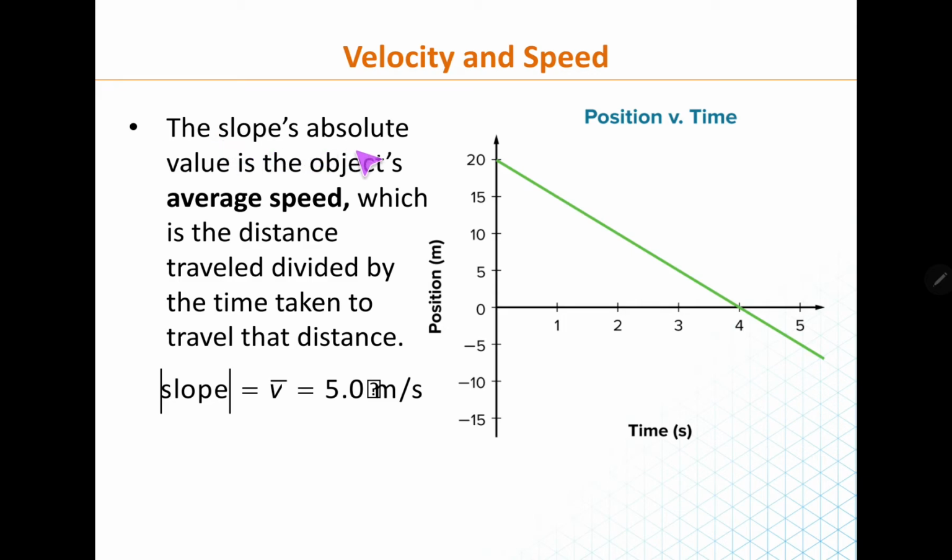Here we have the slope's absolute value, which is the object's average speed: the distance traveled divided by the time taken to travel that distance. This is the definition for average speed. We now know how to calculate the average speed exactly the same way as the velocity, but we take just the absolute value of the result.